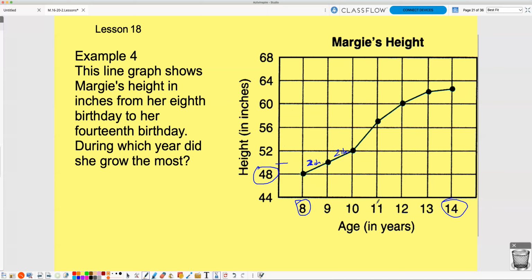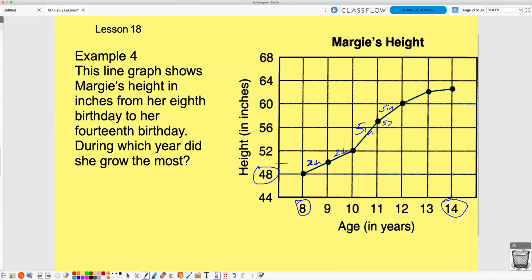When she was 10 and 11, she went from 52 inches to... this looks like 57 inches. So 57 minus 52, that would be a 5-inch increase between the age of 10 and 11. From 11 years old to 12 years old, she went from 57 inches to 60, which makes 3 inches.